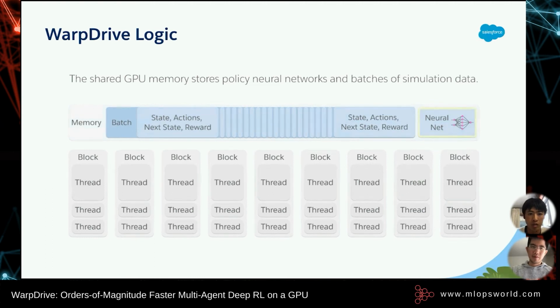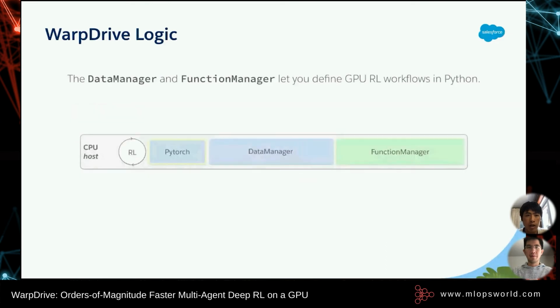And in each individual environment, we can have this many threads. In this schematic demonstration, we have 3 threads, so we can simulate 3 agents in each individual environment. In the intermediate layer, we have a data manager and a function manager, which are a pure Python implementation. They serve as an intermediate API to let you define what the reinforcement learning workflow looks like.